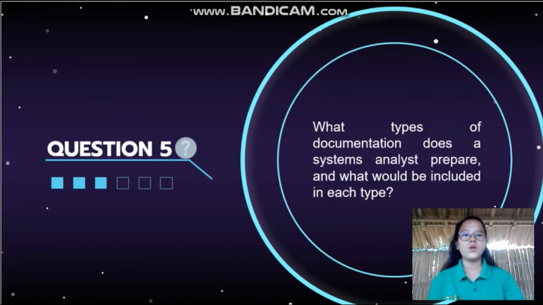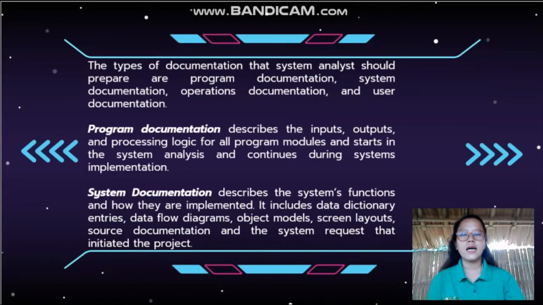Question number 5. What types of documentation does a system analyst prepare and what would be included in each type? The types of documentation that system analysts should prepare are program documentation, system documentation, operations documentation, and user documentation. Program documentation describes the inputs, outputs, and the processing logic of all program modules and starts in the system analysis phase and continues during systems implementation.